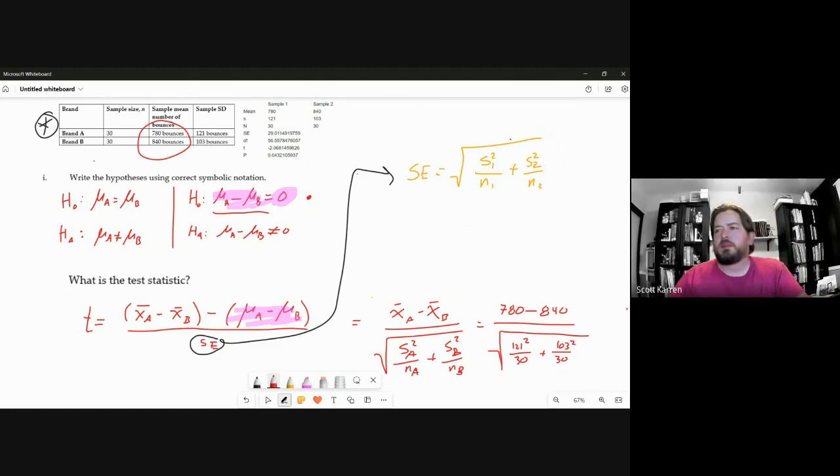squared, right? And so I'm going to just throw that into a calculator. Try this out in your calculator that you'll use on the exam. But I get negative 2.06. And so that is my test statistic. That's my T, right?